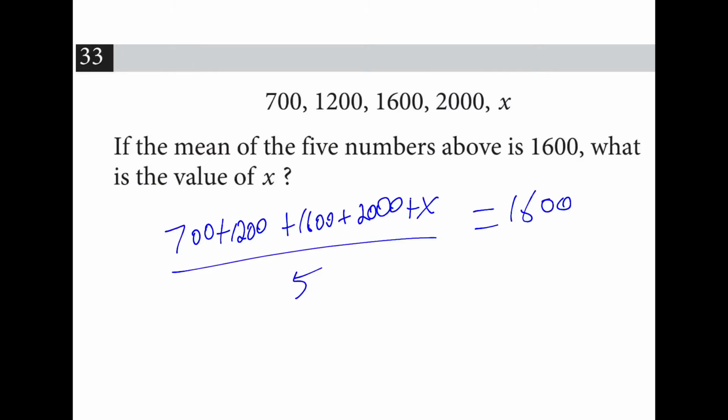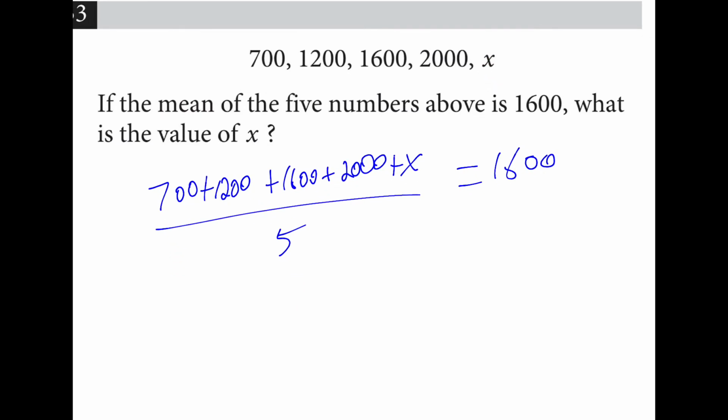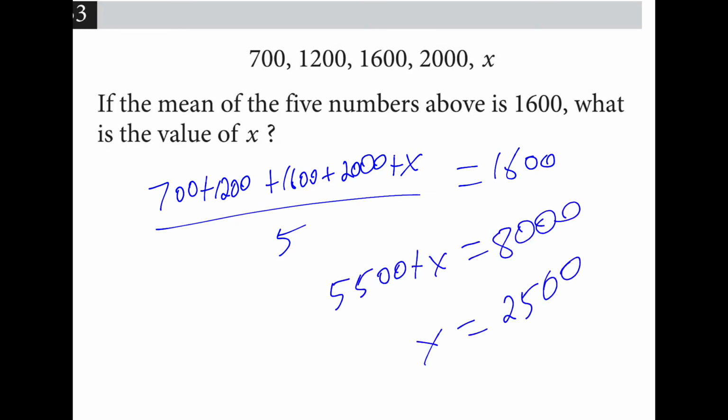We can write this out as the sum of all these numbers, including x, divided by 5 is equal to 1600, because that's how we find an average. Then we multiply both sides by 5. We can combine all these terms and subtract that from 8,000, and we get 2,500.